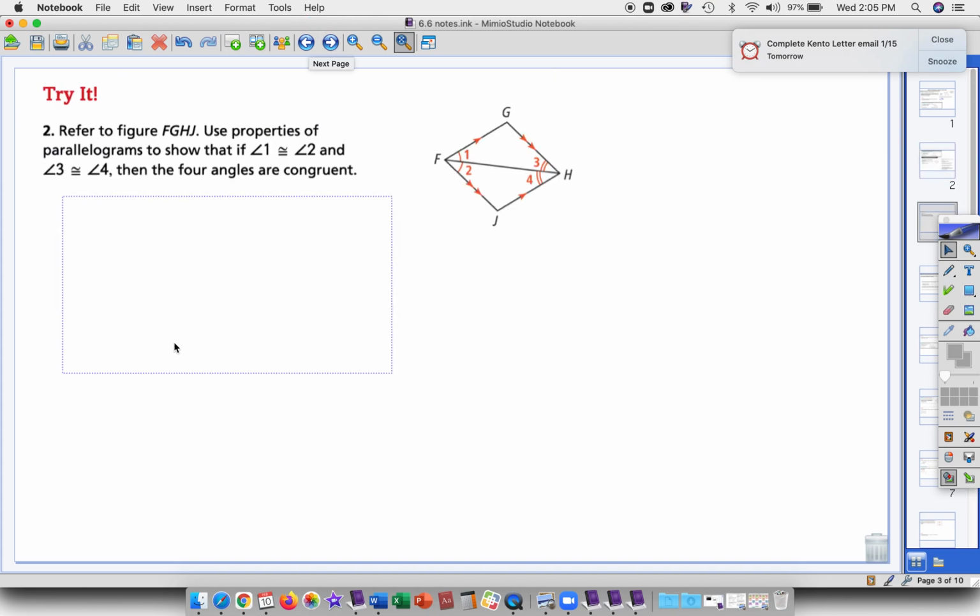Okay, try it number 2. So refer to figure FGHJ and use the properties of parallelograms to show that if angle 1 is congruent to angle 2 and angle 3 is congruent to angle 4, then the 4 angles are congruent. So go ahead and pause the video again. Think about how you would show that all 4 angles of FGHJ are all congruent. Come back when you're done and we'll compare ideas.